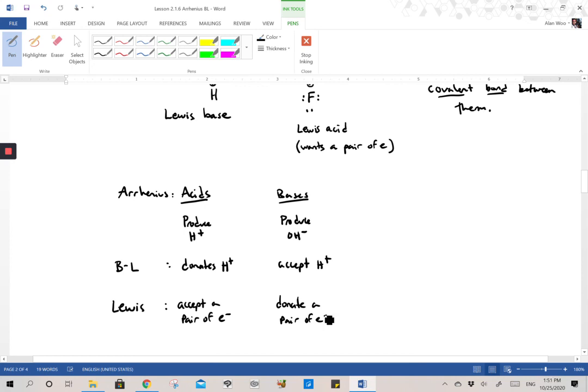So between the 3, if I give you any acid or base, you should be able to figure out which type of acid or base is present, whether it's an Arrhenius acid or base, a Bronsted-Lowry acid or base, or a Lewis acid or base.